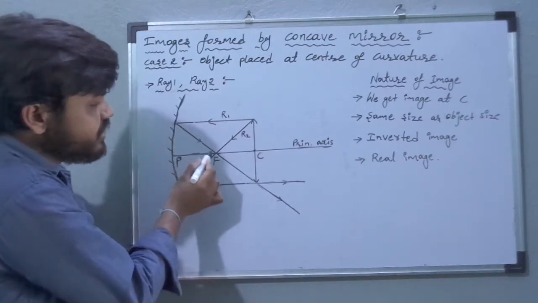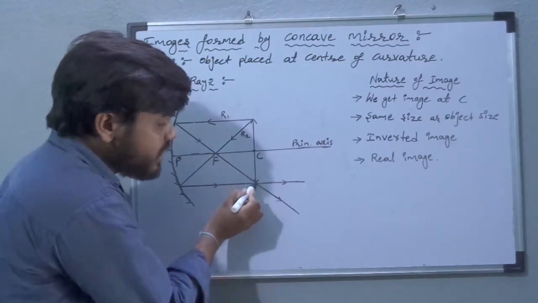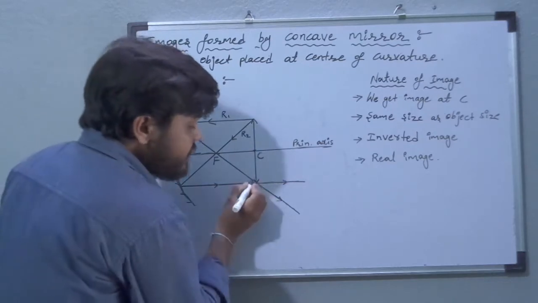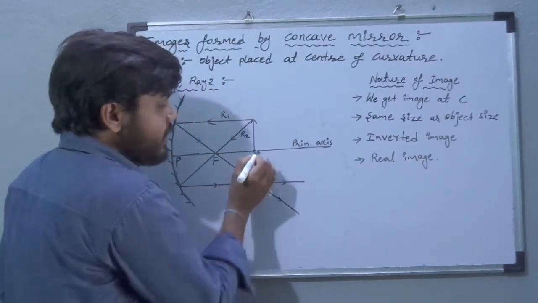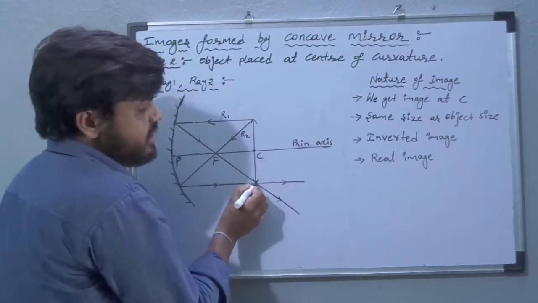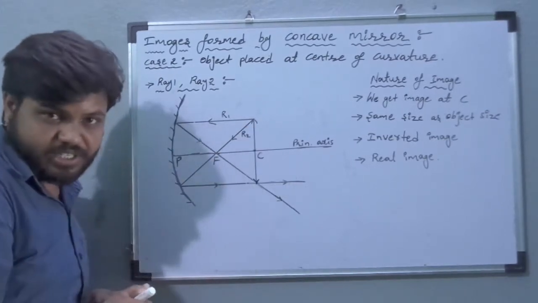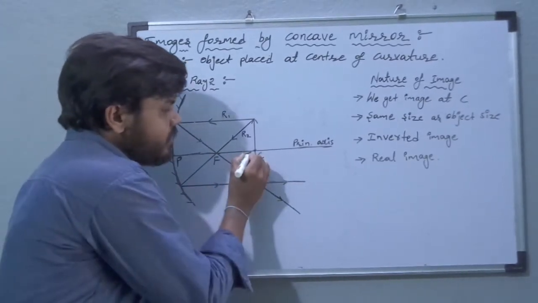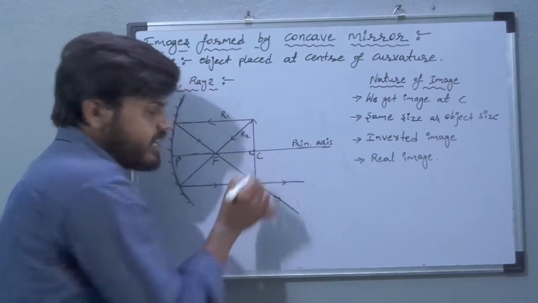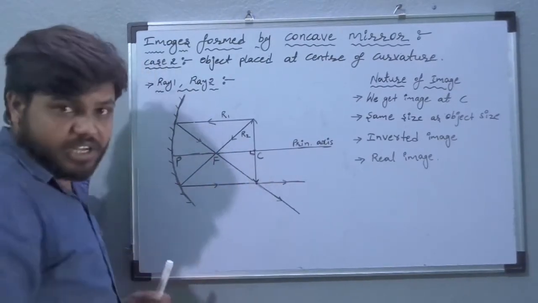We got the intersection point of these two reflected rays exactly below the center of curvature. If you join this intersection point perpendicular to the principal axis, we get the image of the object. See, I drew a perpendicular. I joined this intersection point to the principal axis at 90 degrees. So I drew one perpendicular line, and it gives the image of the object.